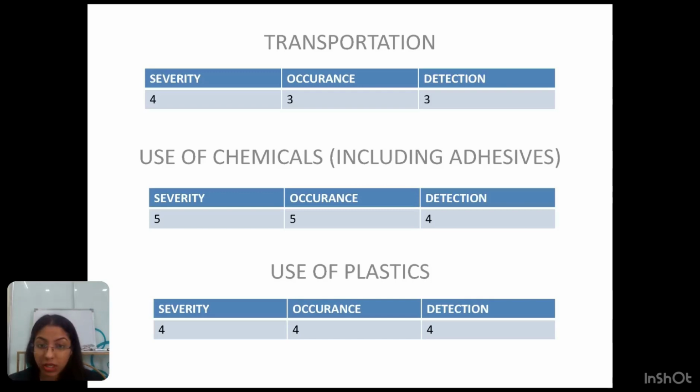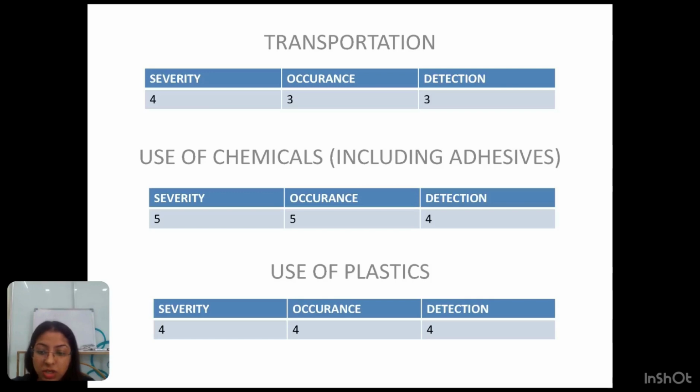Next is the use of chemicals, including the use of adhesives. Severity is very severe. It might cause a lot of impacts and damage to the environment. Occurrence is 5 because chemicals are used in every shoe, so it occurs every second. Detection is 4 because we might not be able to detect it, and there may be a lot of wastage unknowingly. So we give it 4.